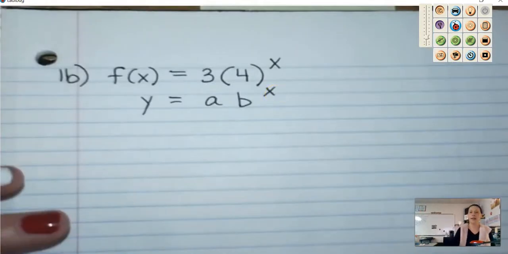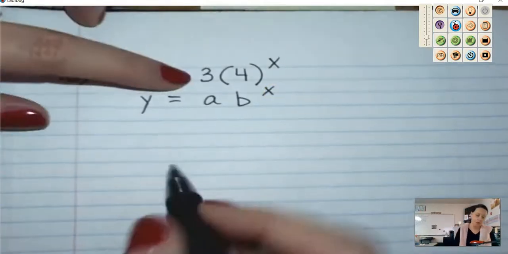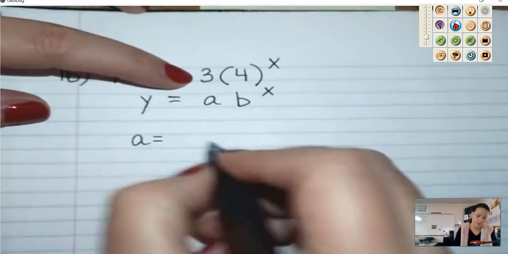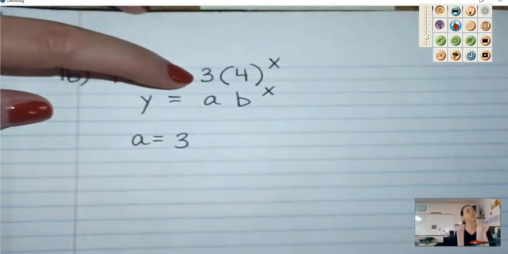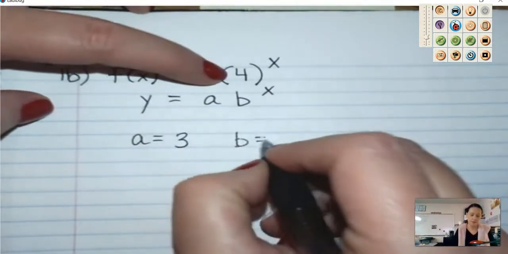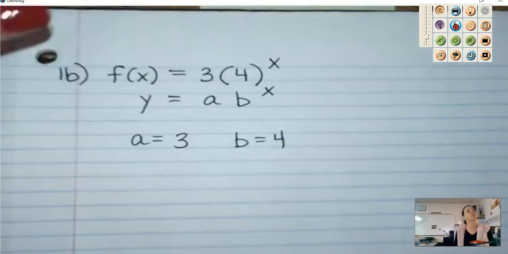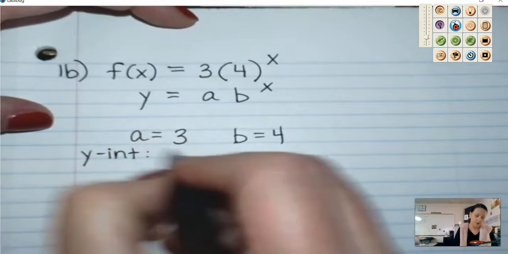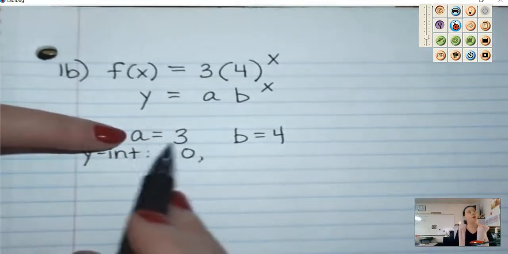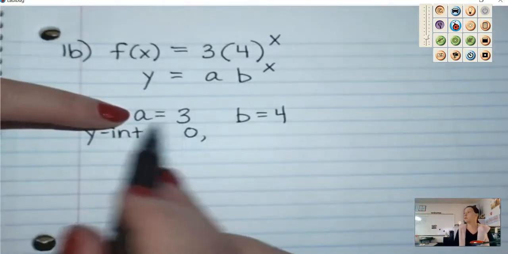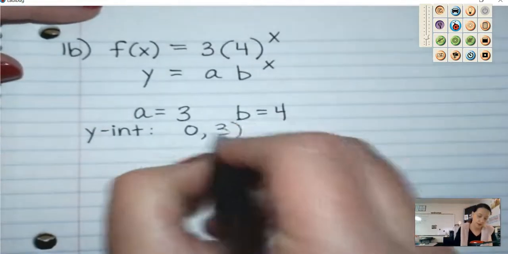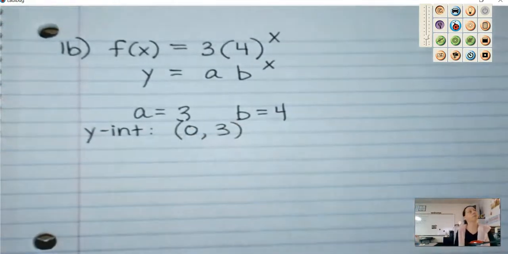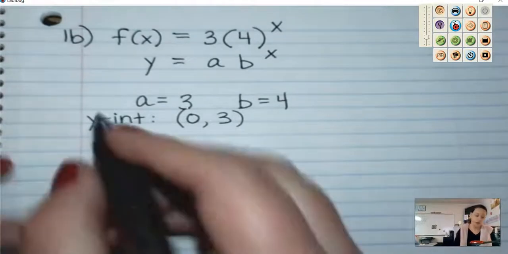Then we have to state a, b, and the y-intercept. So a is your 3, the b is your 4, your y-intercept is 0, comma, whatever the a is, so 0, comma 3, and then we need to do the end behavior.